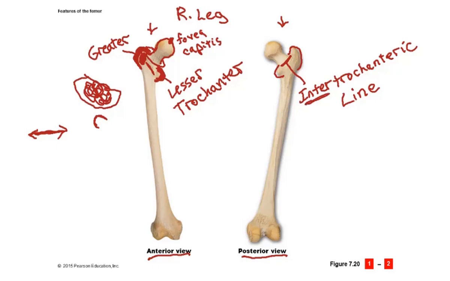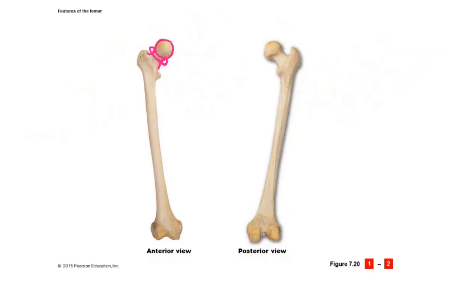Inter means between. Now, not E-N-T-E-R, but I-N-T-E-R. It means between. And trochanteric is just the adjective form of trochanter. So there's the greater trochanter, the lesser trochanter, and the line in between them. But let's look on the back of the femur for a minute.